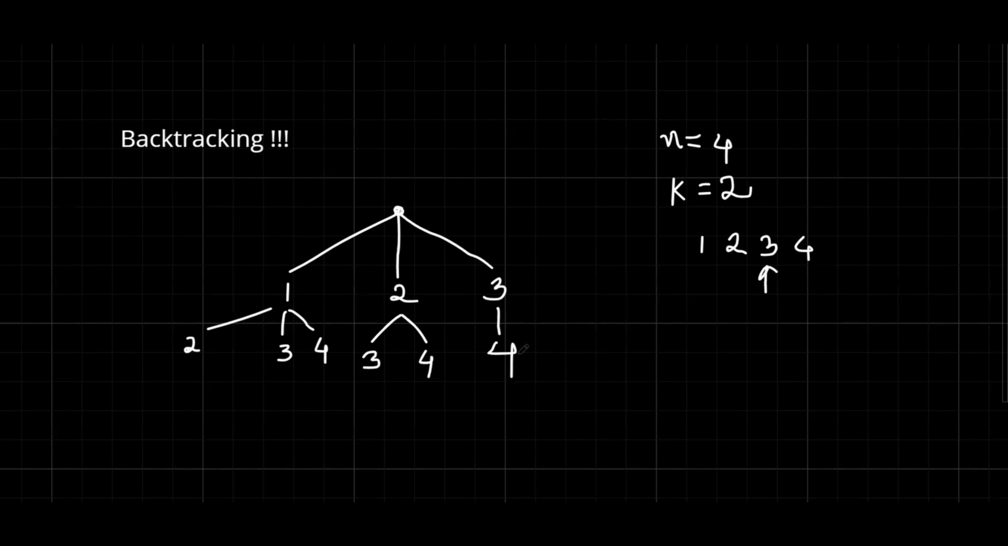So finally, we have found 6 combinations, which are 1,2; 1,3; 1,4; and 2,3; 2,4; and finally 3,4. I hope you understood the explanation of this decision tree. Now let's move on to the code.